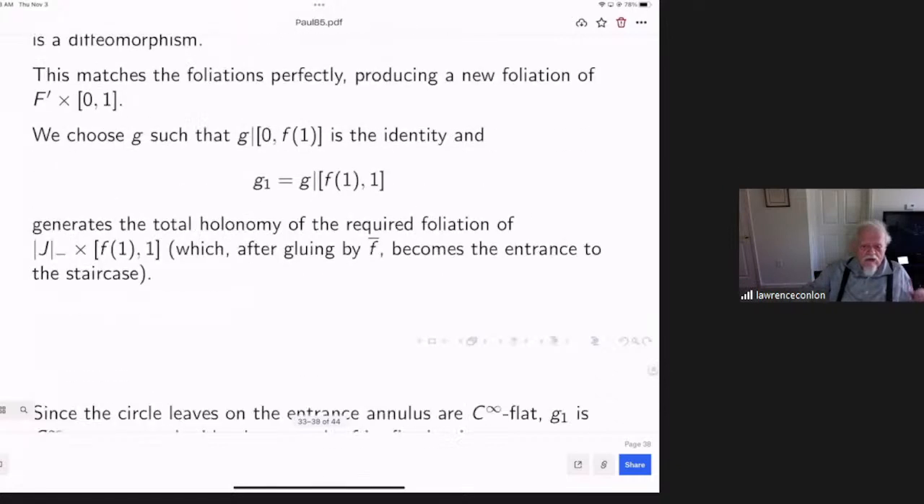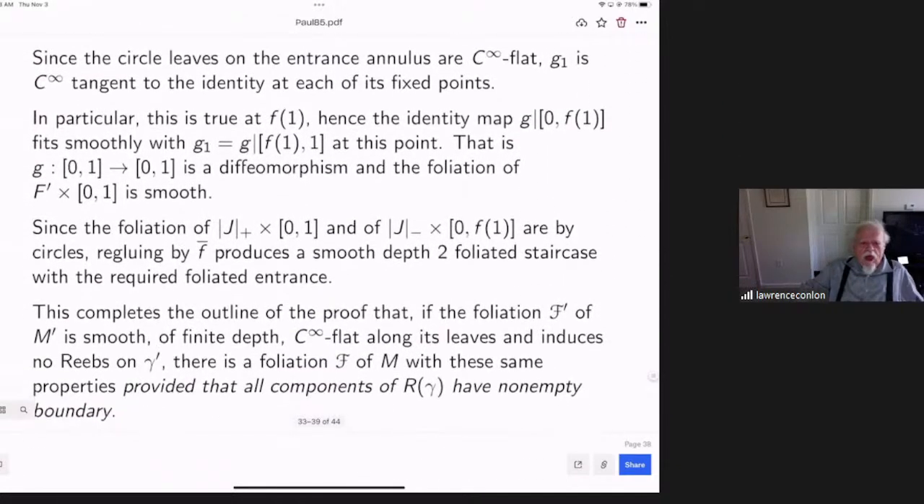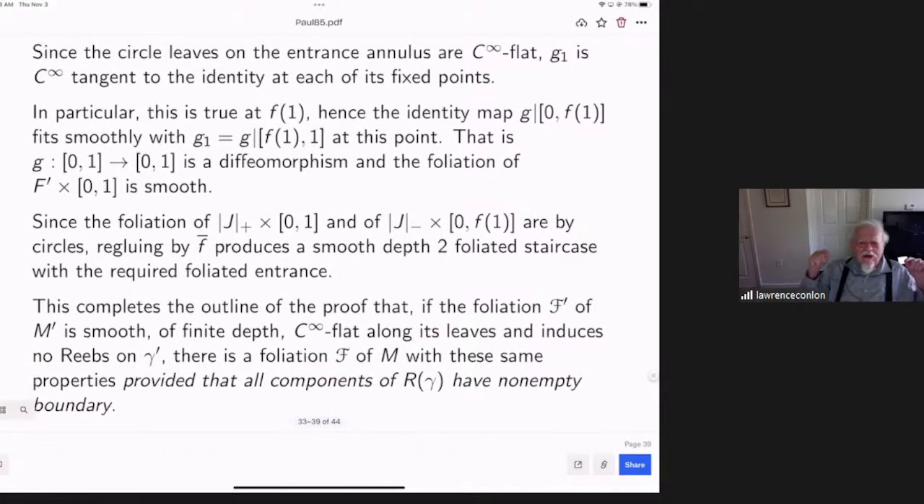Next slide. The circle leaves on the entrance annulus were C infinity flat. So G1 is C infinity tangent to the identity at its fixed points, in particular at its endpoints. So it matches smoothly with the definition of G being equal to the identity from 0 to F of 1.